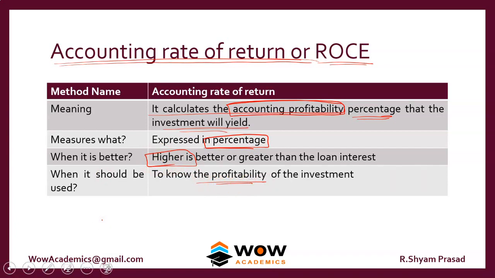So this number is very easy to communicate to the investor or to the senior management, because if they ask us what is the profitability of this investment, we can simply state the ARR or ROCE. If we tell them IRR or NPV, they might get confused because they might not be aware of those methods. But any common person, if you ask what is the profitability of a project, can easily understand. So profitability is a universal kind of measure.